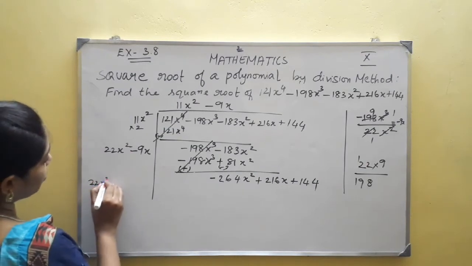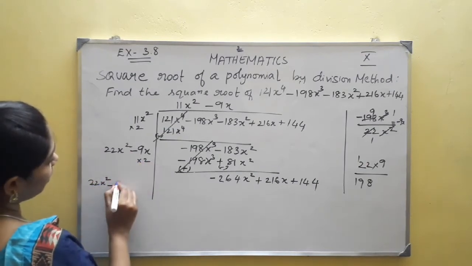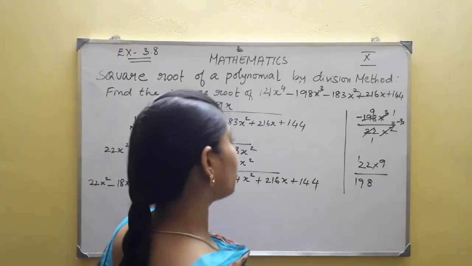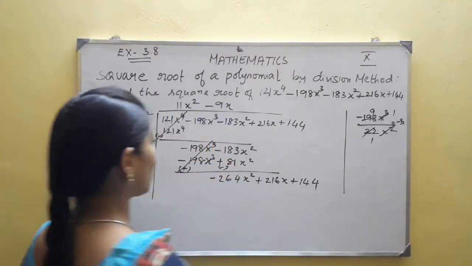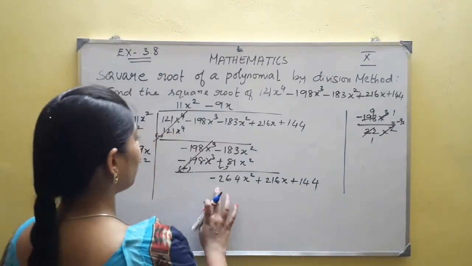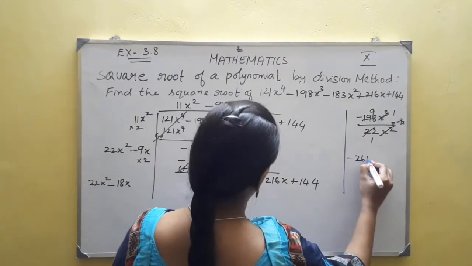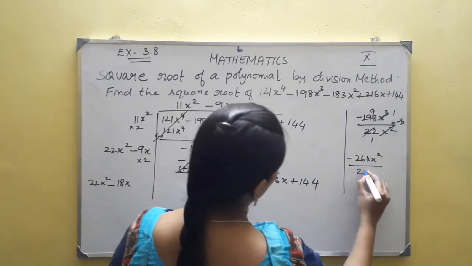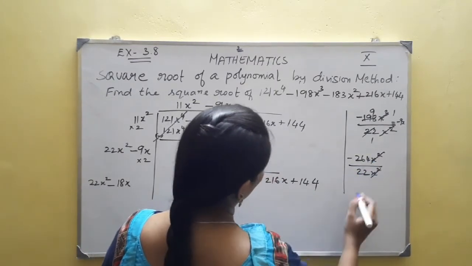So 22x square, multiply this by 2 and write 9 2s are 18x. What's supposed to come here? Again do that calculation in your rough column. Take this minus 264x square divided by this 22x square, x square gets cancelled.